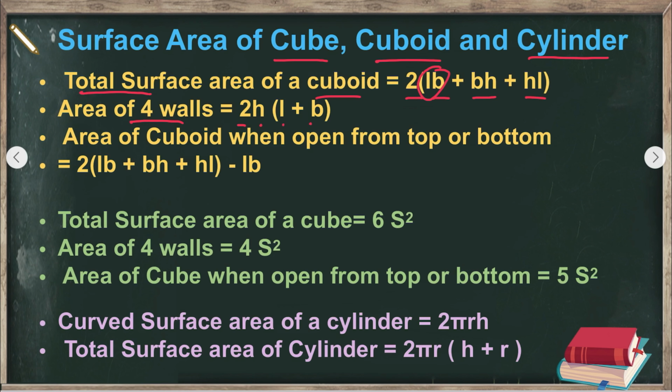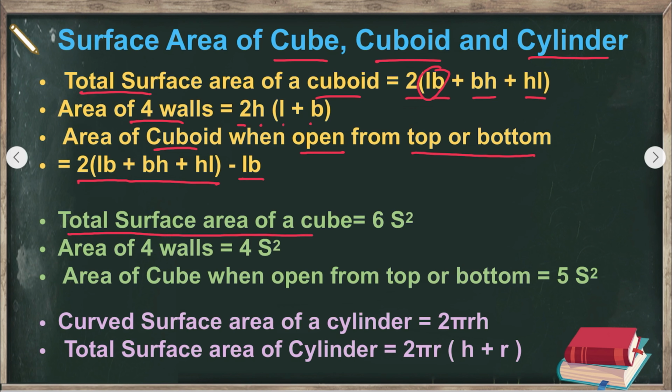Next, if the cuboid is open from either the top or the bottom, then we find the total surface area of the cuboid and subtract the area of the face which is not included here, either top or bottom.